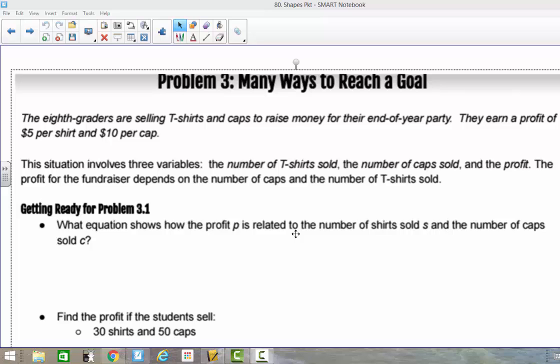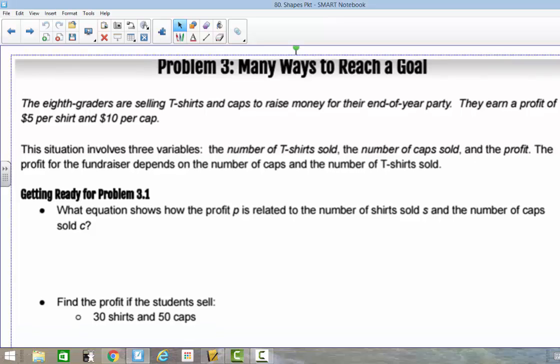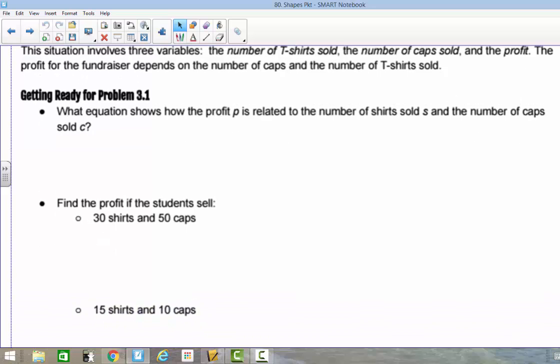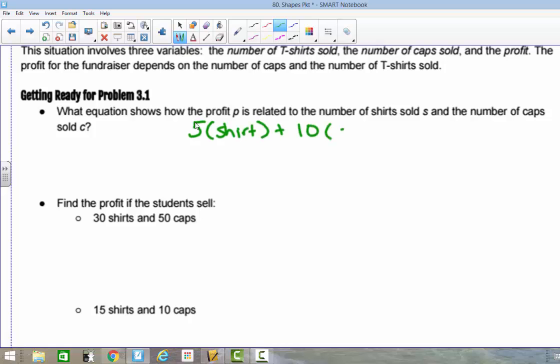We are on the next page of that shapes packet, and it says 8th graders are selling t-shirts and caps to raise money. They earn a profit of $5 a shirt and $10 a cap. So we're going to write a little equation of $5 per shirt plus $10 per cap will equal the profit.